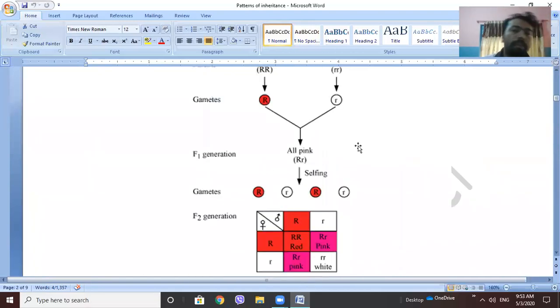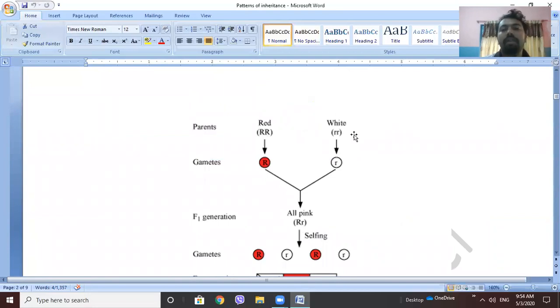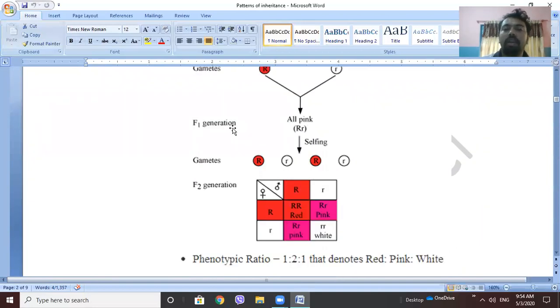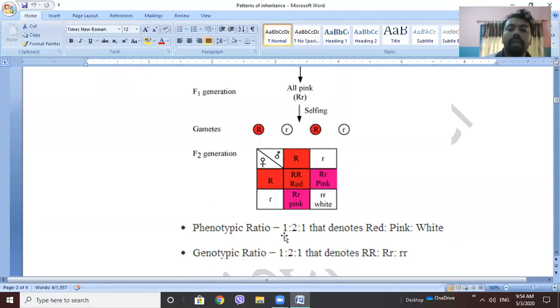In simple terms, you see that you have red flowers, white flowers, and plants like that. They cross-pollinate, then the F1 generation must have pink flowers, and when they self-pollinate, you have red, white, and also pink. So it is a 1:2:1 ratio, which is similar to the genotypic ratio.